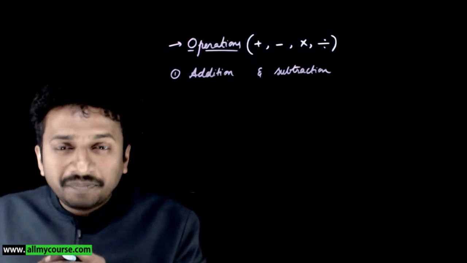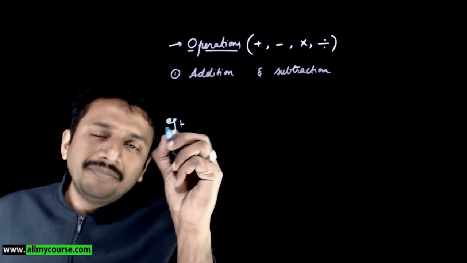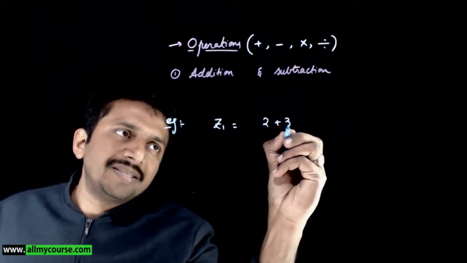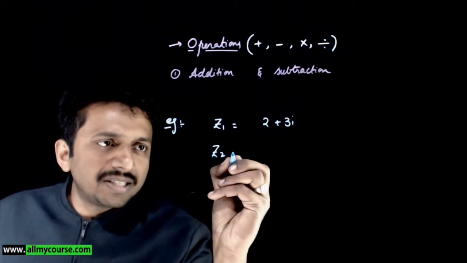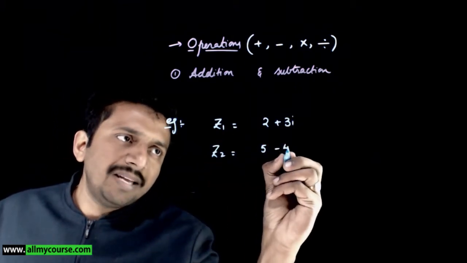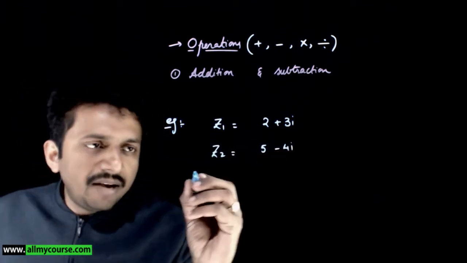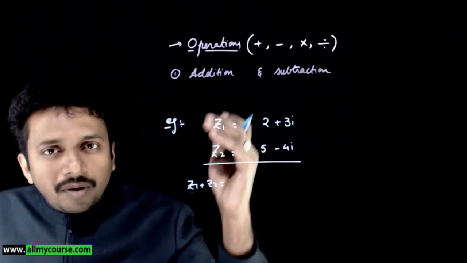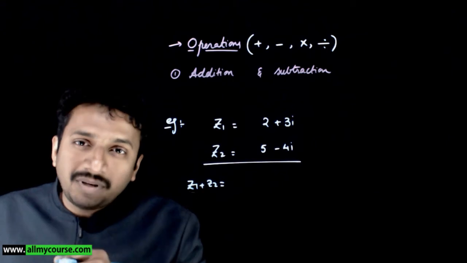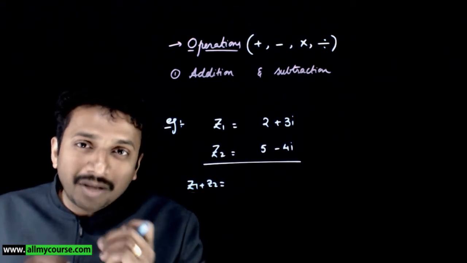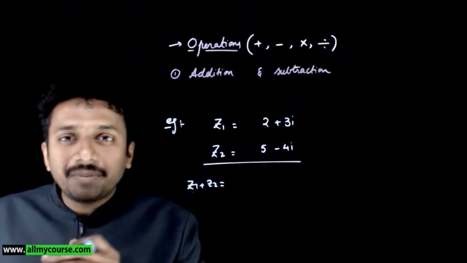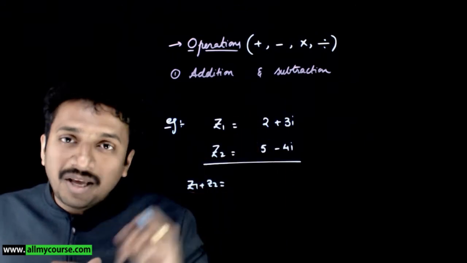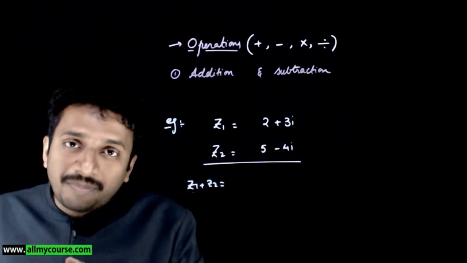This is quite easy. Let us take an example. So if you have a complex number z1 is equal to 2 plus 3i, and if you have a complex number z2 is equal to 5 minus 4i, and if you are asked to add z1 to z2, if you want to add two complex numbers, the process is add real parts separately, add imaginary parts separately. So add real parts to real parts, add imaginary parts to imaginary parts.